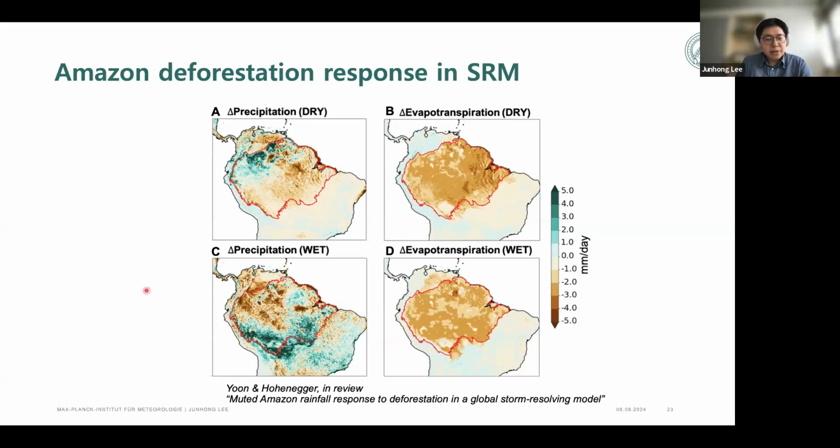I think this is a very interesting result, and it is really connected well with my study, so I'd like to just show you this result. This study is under review now. The title is Muted Amazon Rainfall Response to Deforestation in a Global Storm Resolving Model. So if you are interested in that, please wait. I guess it will be published very soon. So please have a look at it.